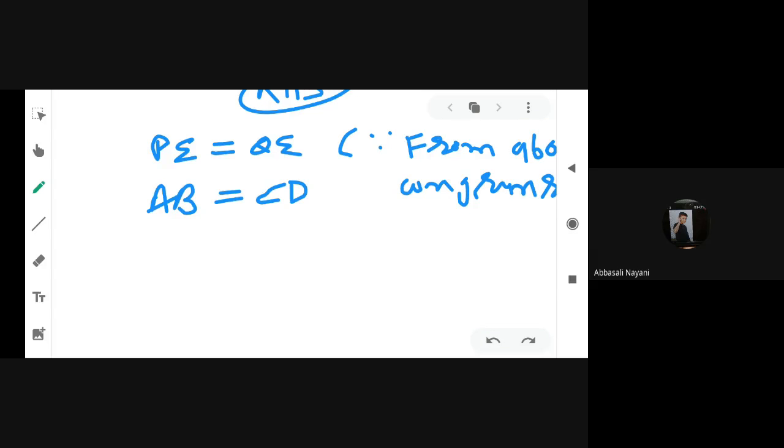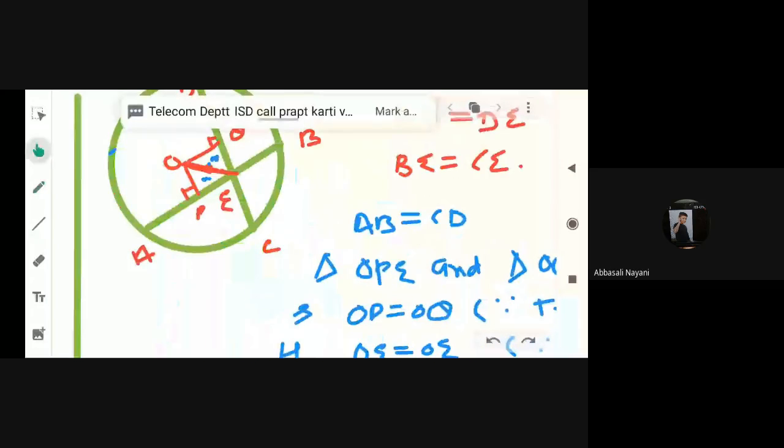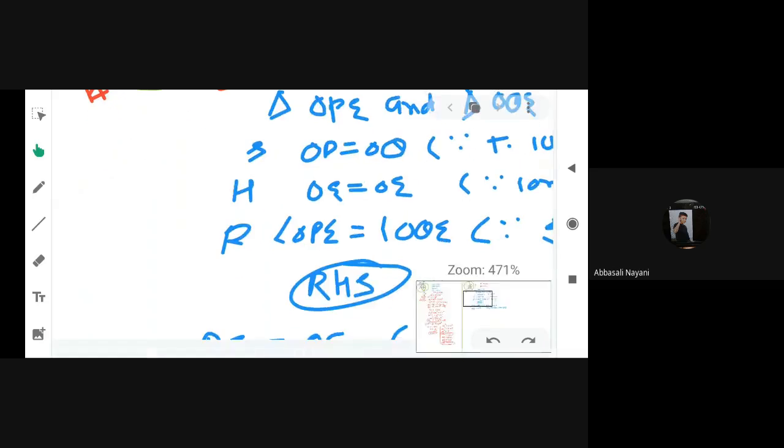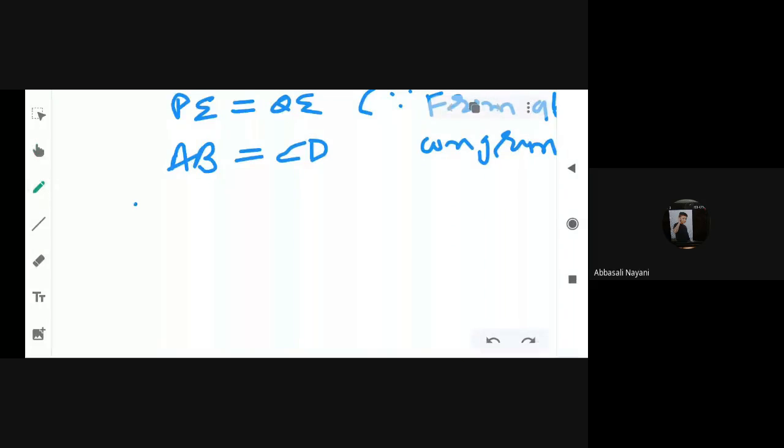Now what is the meaning of AB? AE plus BE, and CD means CE plus ED. These two segments. So I am adding only these two segments: AE plus BE is equal to CE plus ED. Okay.